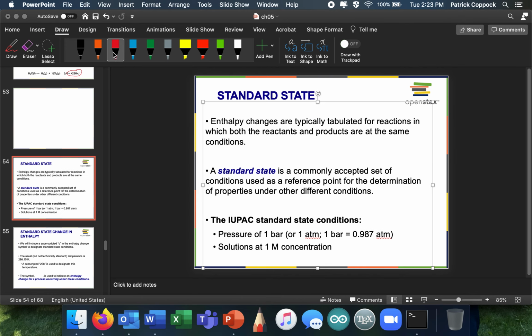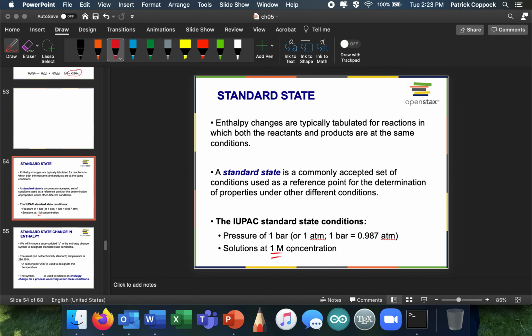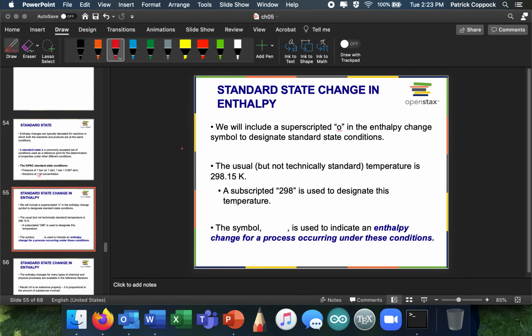And for solutions, the standard state of a solution is going to be 1 molar concentration. This will make more sense in just a minute. Now, when we're talking about standard states, we're oftentimes going to give a superscript of an O. In the enthalpy change symbol, that's going to be the standard heat of a reaction. The usual, but not technically standard, temperature is 298, which is about 25 degrees Celsius, 298.15 kelvins. So a subscripted 298 is used to designate this temperature.